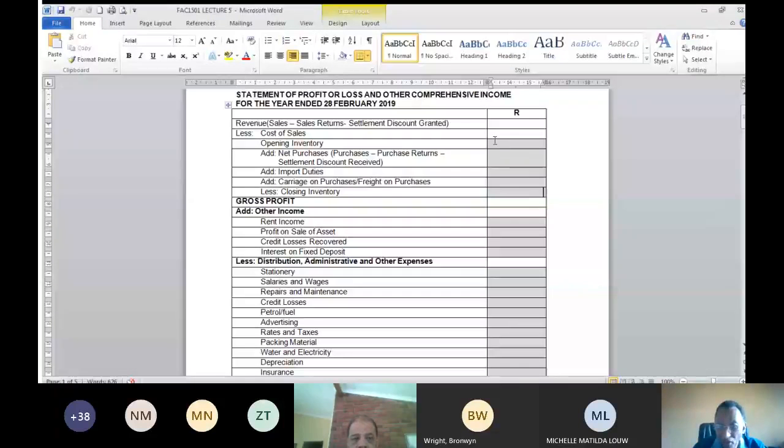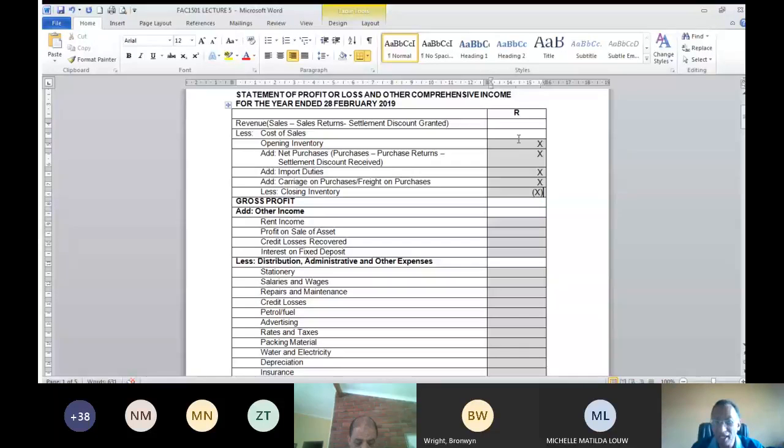You block all of those items there, guys. Block all of that. So you will have the cost of sales is equal to the opening inventory, get an amount there, plus your purchases, plus your import duties if there is, plus your carriage on purchases, minus the closing inventory. Show that in brackets. It's a minus.